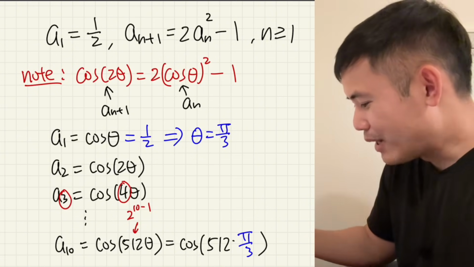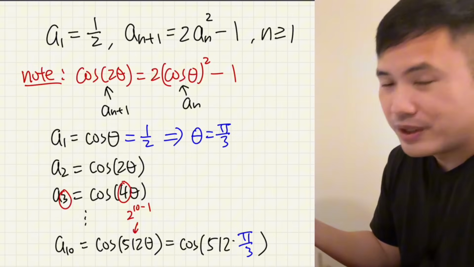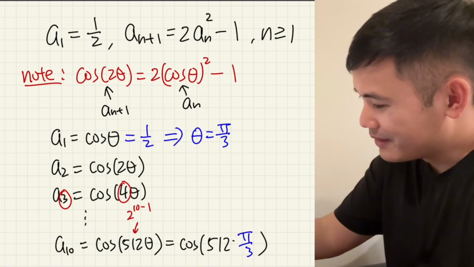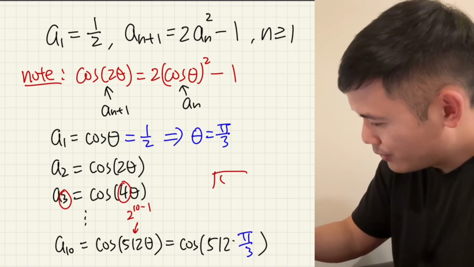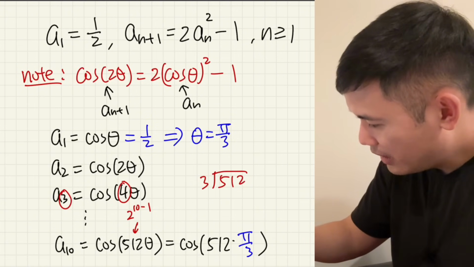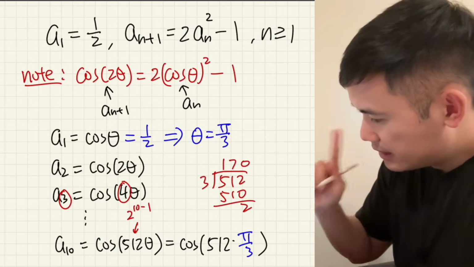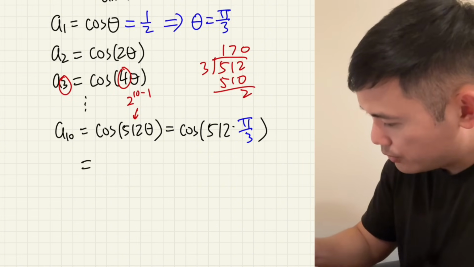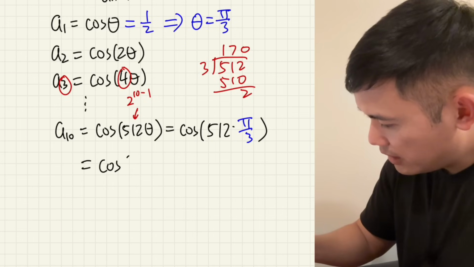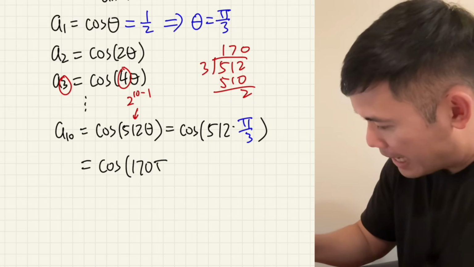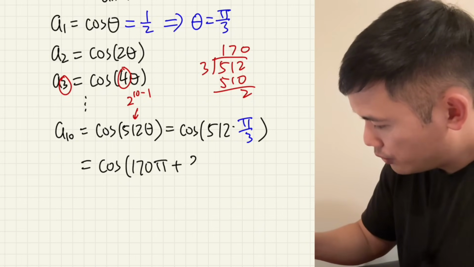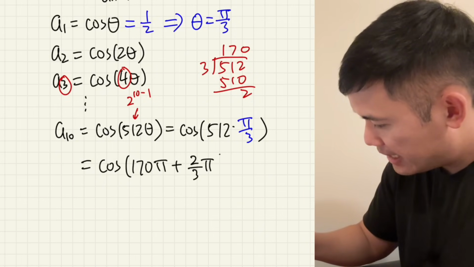Okay, how do we figure this out though? 512 pi over 3. Here's the deal. Do long division. I'm just going to do 512 divided by 3. That will be 170, and the remainder is 2. So this means we are going to look at this as cosine of 170 pi plus 2 over 3 pi.